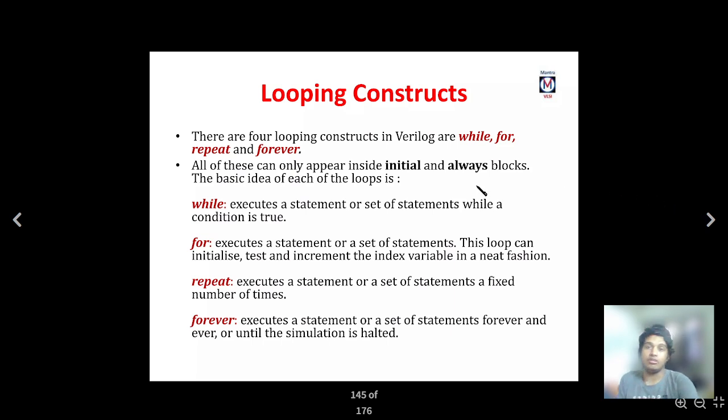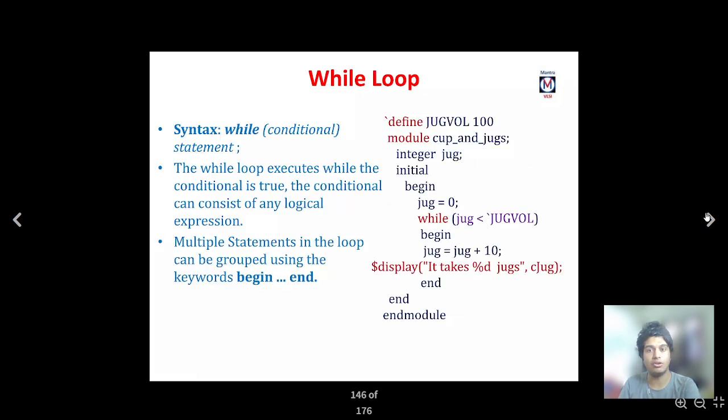Then our looping constructs. Similar to how loops exist in most programming languages, there is also a necessity to have loops in Verilog too. So we have basically four types of loop: while loop, for loop, repeat loop, and forever loop. A while loop executes the statements while the condition is true. A for loop executes the statements with an initialization, test, and increment. A repeat loop executes the statements a fixed number of times, and a forever loop runs the statements forever, until the simulation is halted.